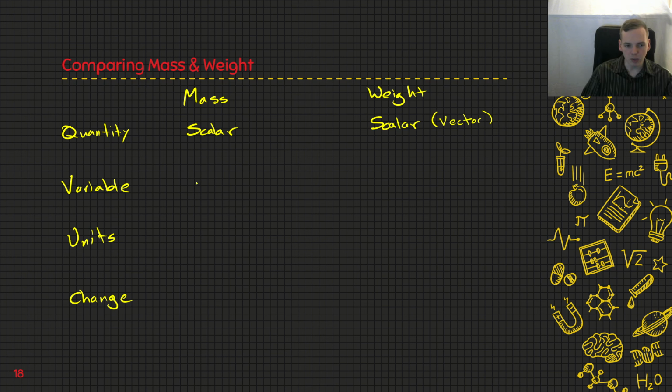The variable we use for mass is a lowercase m. For weight, we use lowercase w, or, like we said, sometimes we conflate it a bit more with the gravitational force, so you might see F subscript g here. The units for mass are kilograms. The units for weight are newtons.